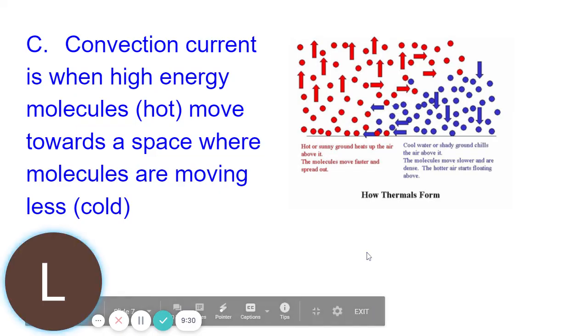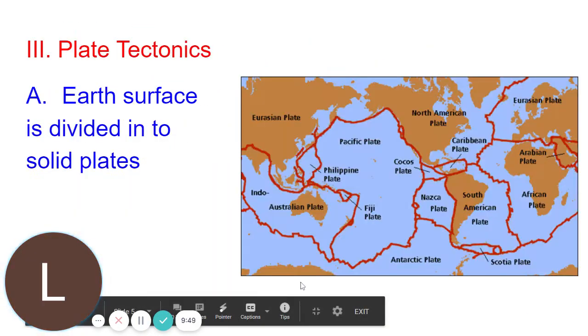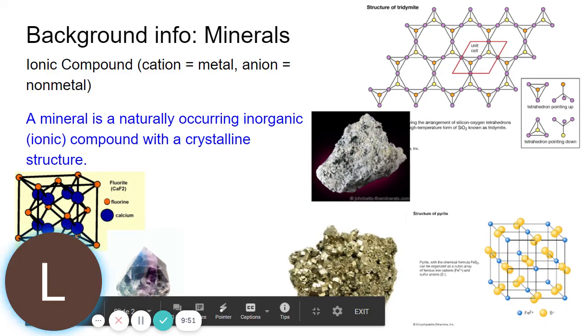So that's basically the gist of plate tectonics, how plate tectonics affect the rock cycle through these plates moving, right? We get high pressure, high heat. That's how rocks are formed. And then what are rocks formed from? They're formed from minerals, which are inorganic compounds or ionic compounds, which are made from a metal and a non-metal.